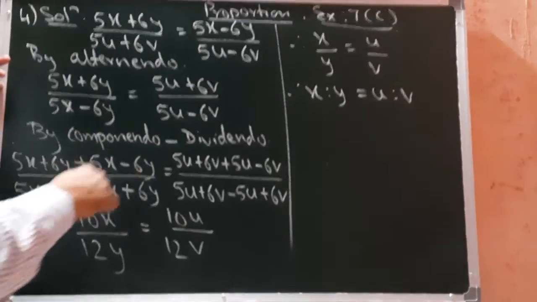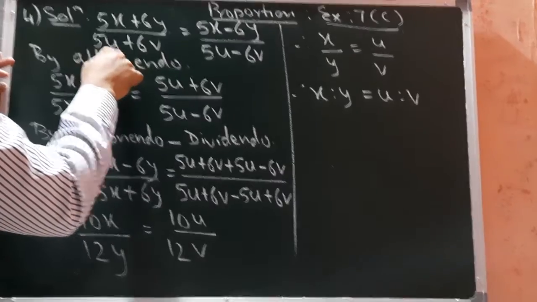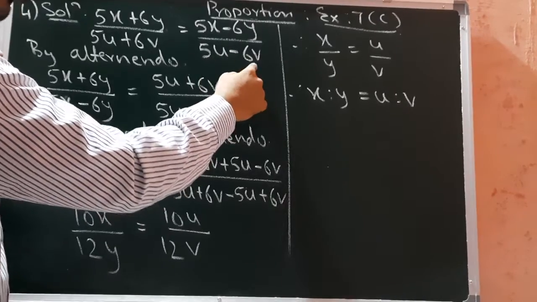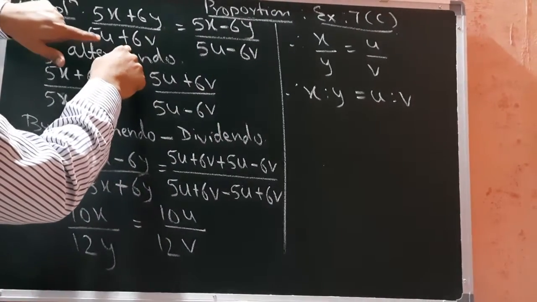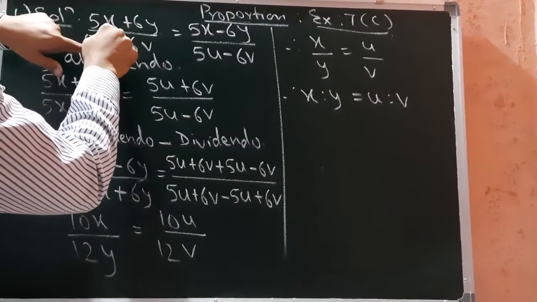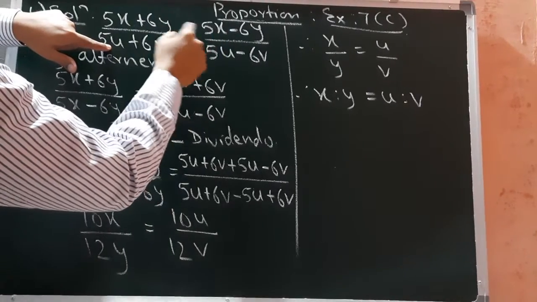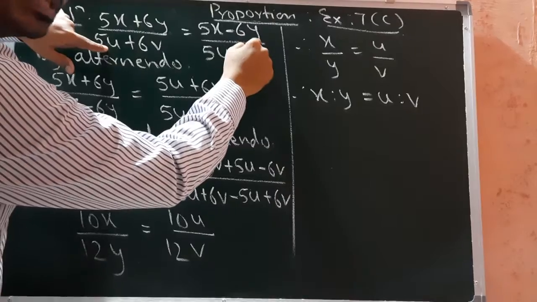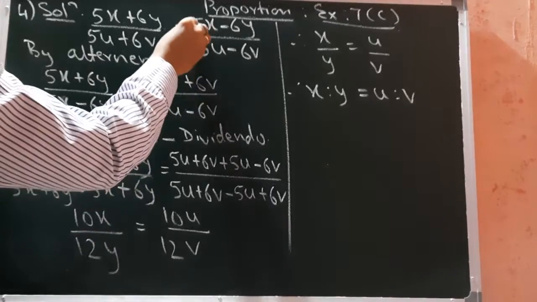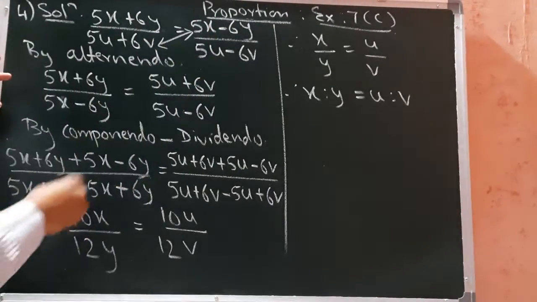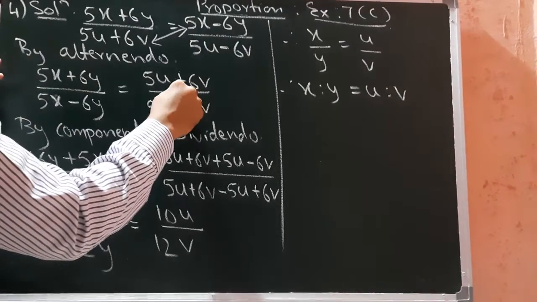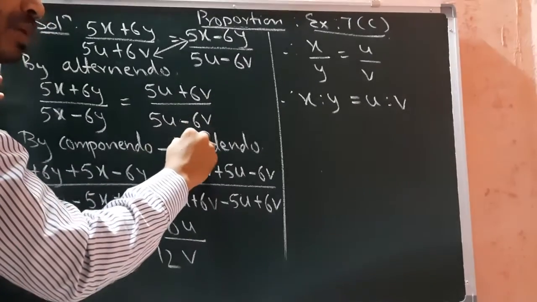Question number 4: we have 5x plus 6y upon 5u plus 6v is equal to 5x minus 6y upon 5u minus 6v. Here we have 5u plus 6v, but on the other side we have 5x minus 6y, and in the numerator we have 5x plus 6y. They are opposite to each other, so we have to bring this 5x minus 6y to the denominator. We use the property of alternando, exchanging these two parts. So we get 5x plus 6y upon 5x minus 6y is equal to 5u plus 6v upon 5u minus 6v.